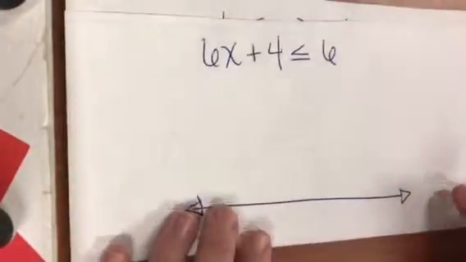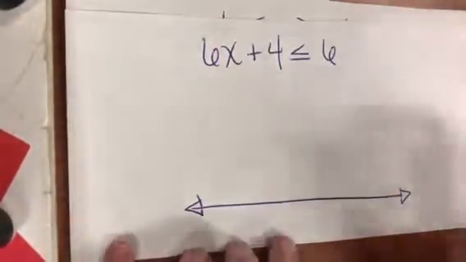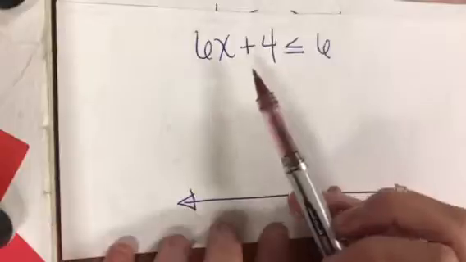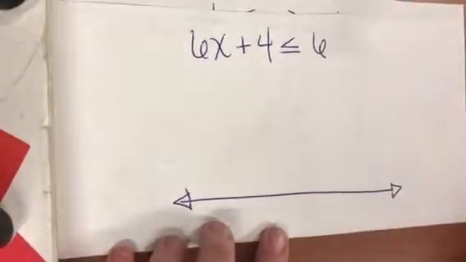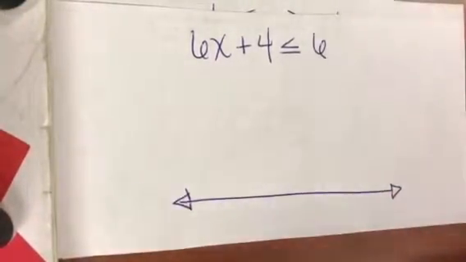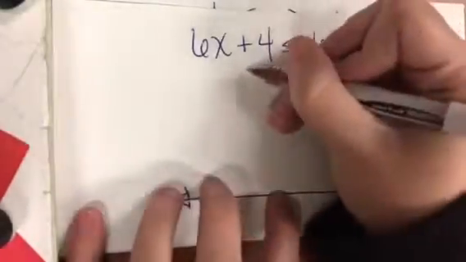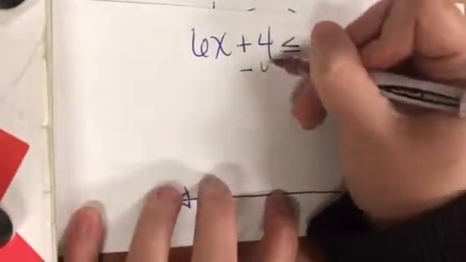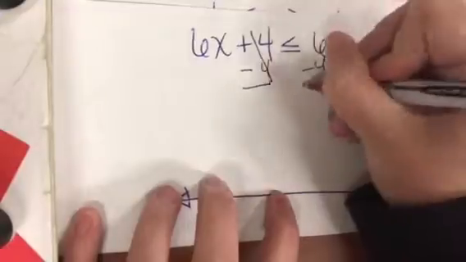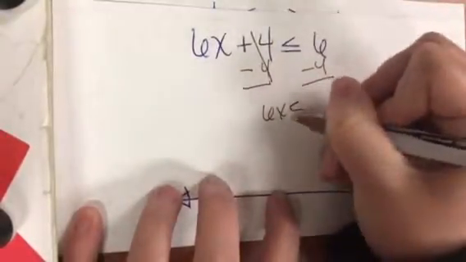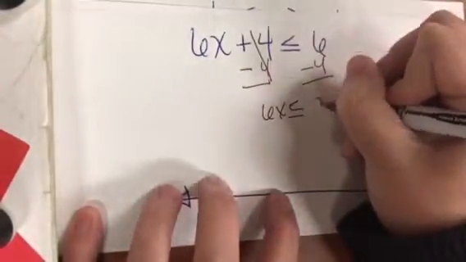Another one. Oh, it's an inequality. Inequalities are pretty fun. Same thing that we've been doing, solving the exact same way. I eliminate your constant, which is 4, by inverse operations, which is subtracting. So minus 4, 6x is greater than or equal to 2.